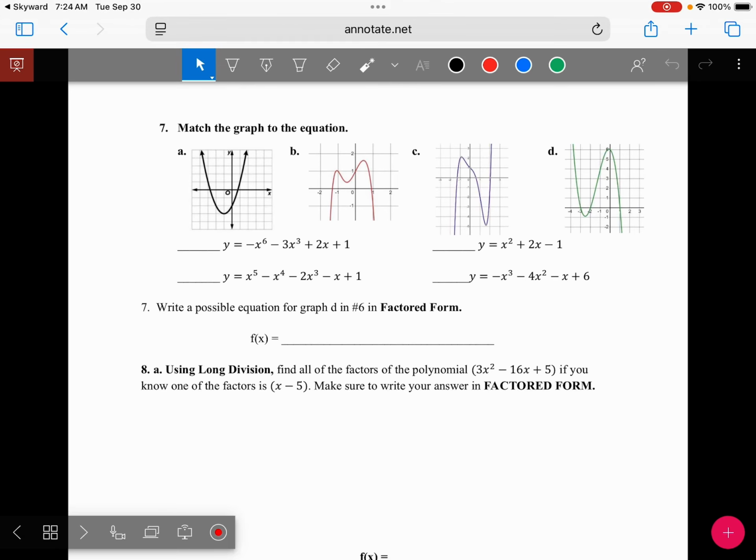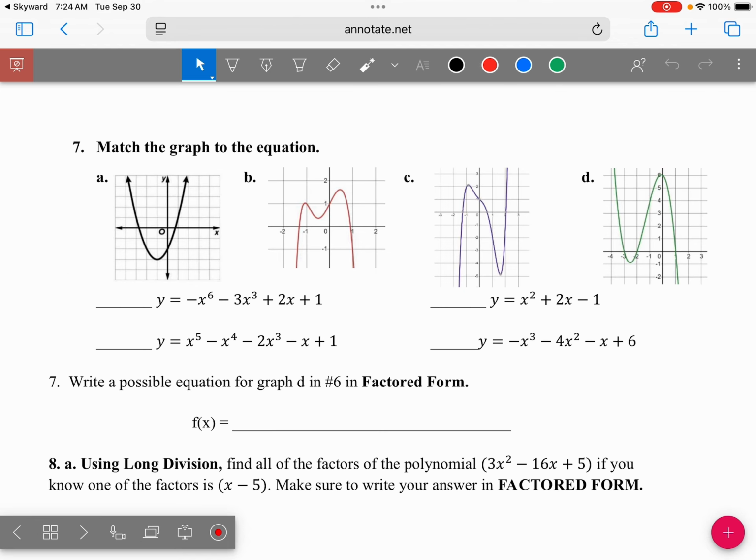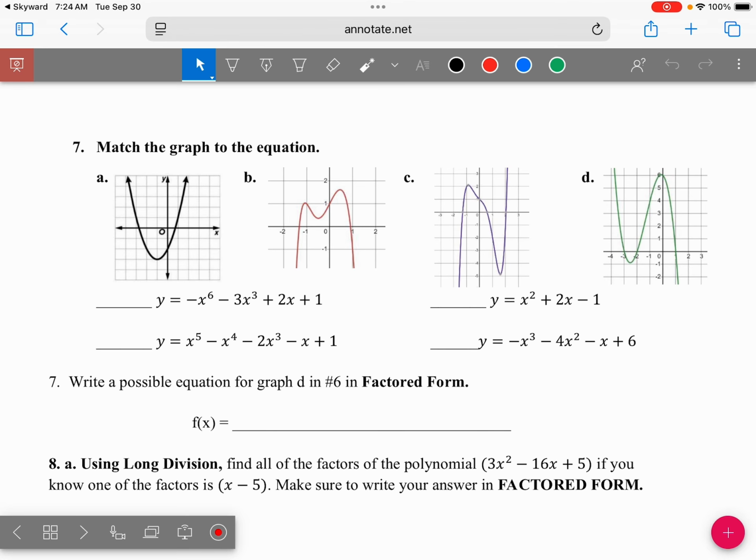If you haven't already, look at number 7 and determine, based off of the degree and end behavior, or if it's positive or negative, match it with the equation that you think it's going to go with.